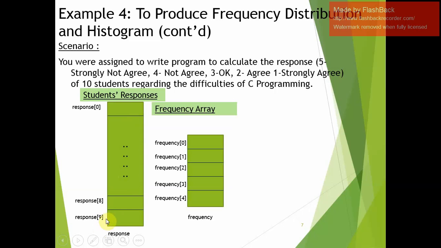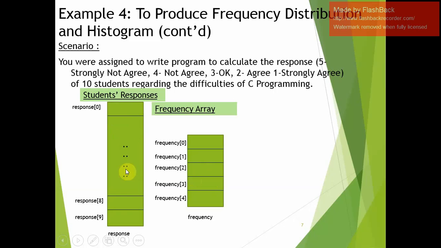Then each student, right, will respond with either 1 until 5. So we only have 5 options. So we want to know how many answered strongly agree, that will be 1. Let's say 1 we assign to the frequency 0. So how many of the 10 students will answer strongly agree, will answer only agree, will answer only okay, will answer not agree. How many out of those 10, right?